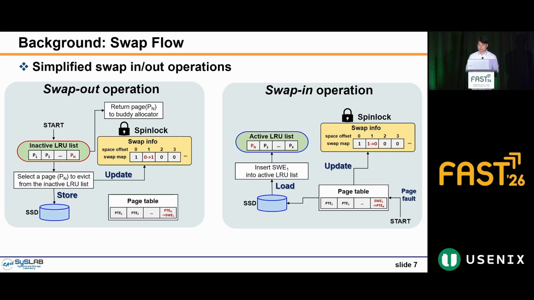This slide shows a simple swap flow. During swap out, Linux picks a victim page from the inactive list, updates swap metadata with a spin lock, writes the page to SSD, and updates the page table entry to swap entry. During swap in, it sees the swap entry on a page fault, finds the swap slot, updates swap metadata with a spin lock, loads the page back to memory, and puts it back into the LRU list. So swap is not only I/O, we also touch swap metadata many times.